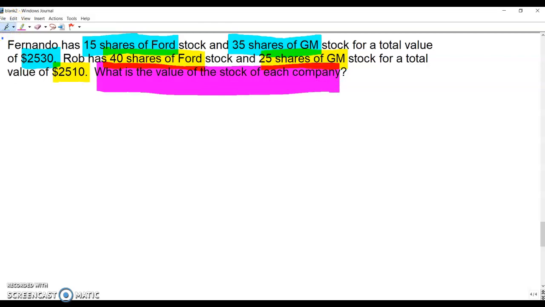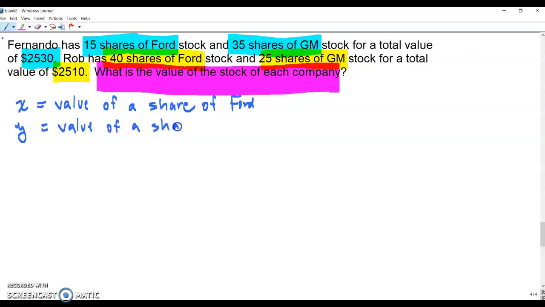Okay, so we always look to the question to figure out our variables. We'll say X can be the value of a share of Ford, and Y can be the value of a share of GM. So Fernando's information will give us one equation. Rob's information will give us a second equation.